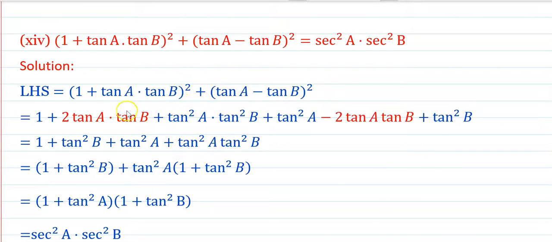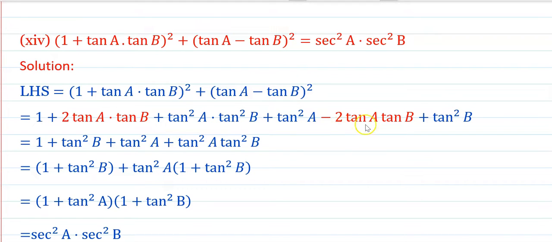We will just do the expansion. 1 plus, okay, first term square plus 2 times 1 into tan a into tan b, then you will get 2 times tan a into tan b plus tan square a into tan square b. Next, tan a minus tan b bracket square means what?